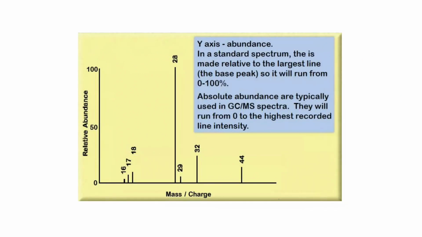And then the y-axis indicates abundance. In a standard mass spectrum, the y-axis is made relative to the largest line, which is the base peak. So it will run from 0 to 100%, the relative abundance. Absolute abundances are typically used in GCMS spectra, which is gas chromatography and mass spectroscopy. They will run from 0 to the highest recorded line intensity. Those are absolute abundances, whereas in relative abundances, everything is normalized to the highest base peak.